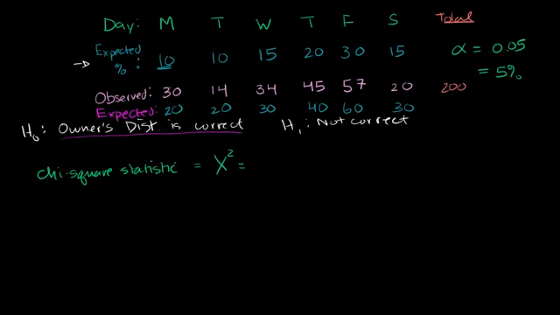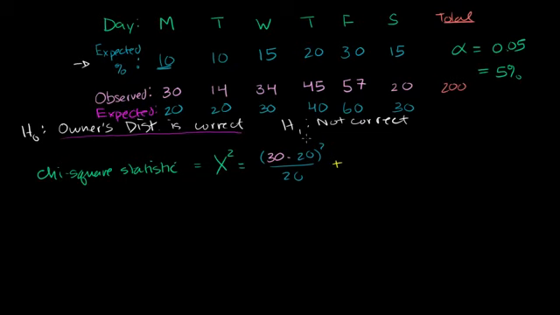We take, for each of the days, the difference between the observed and the expected. So it's going to be 30 minus 20. I'll do the first one color-coded. Squared, divided by the expected. So we're essentially taking the square of the error, or the difference between what we observed and expected. And we're kind of normalizing it by the expected right over here. But we want to take the sum of all of these. So I'll just do all of those in yellow.